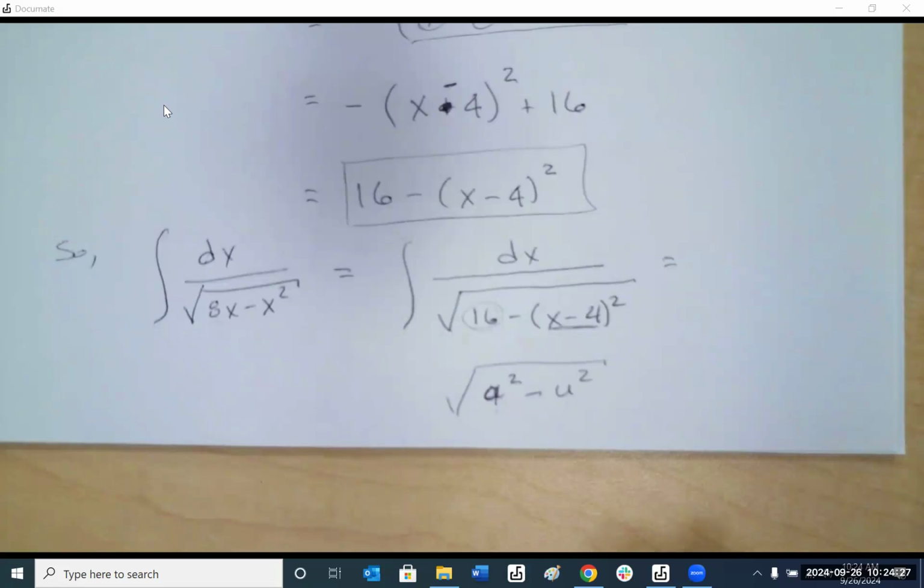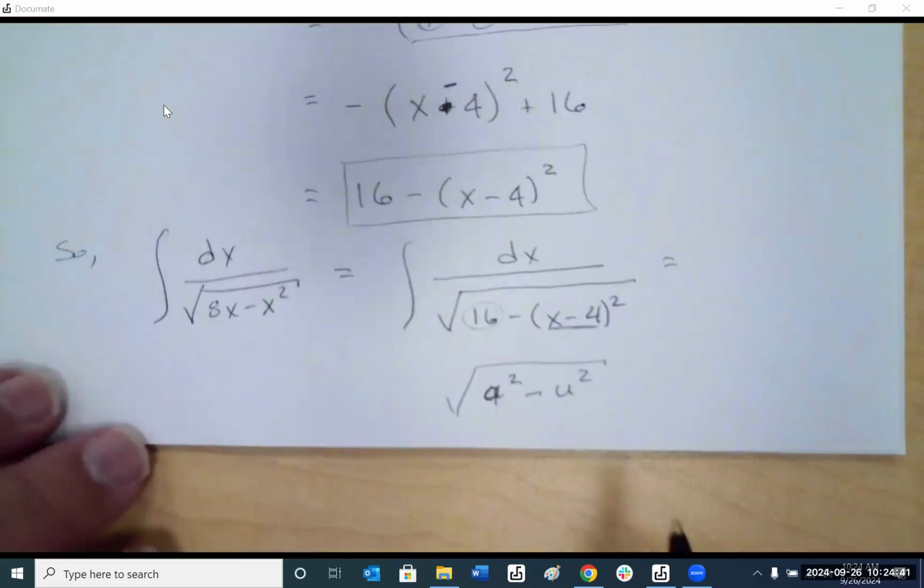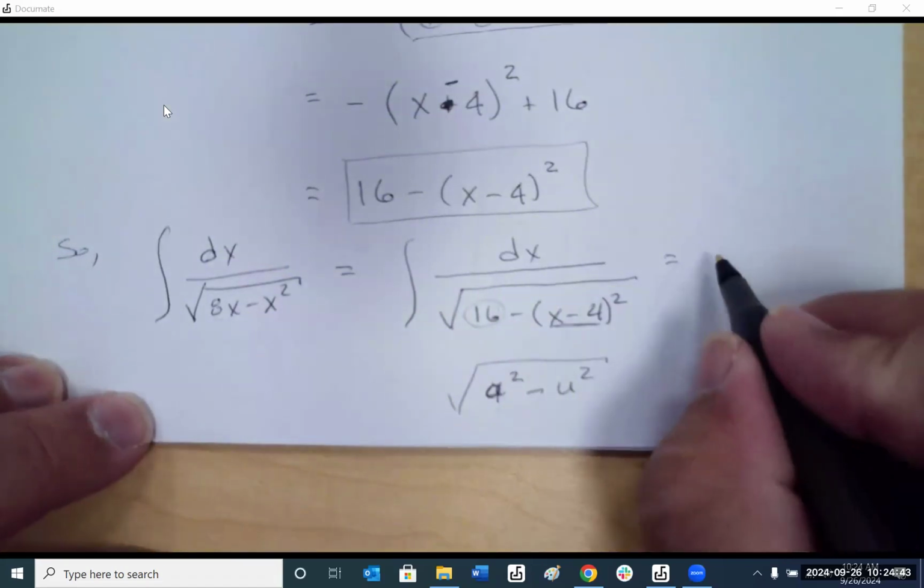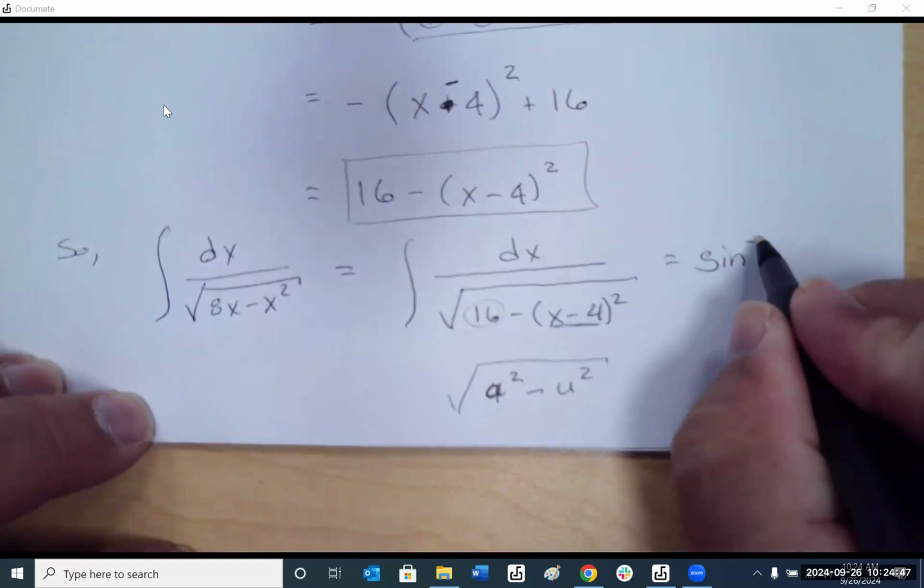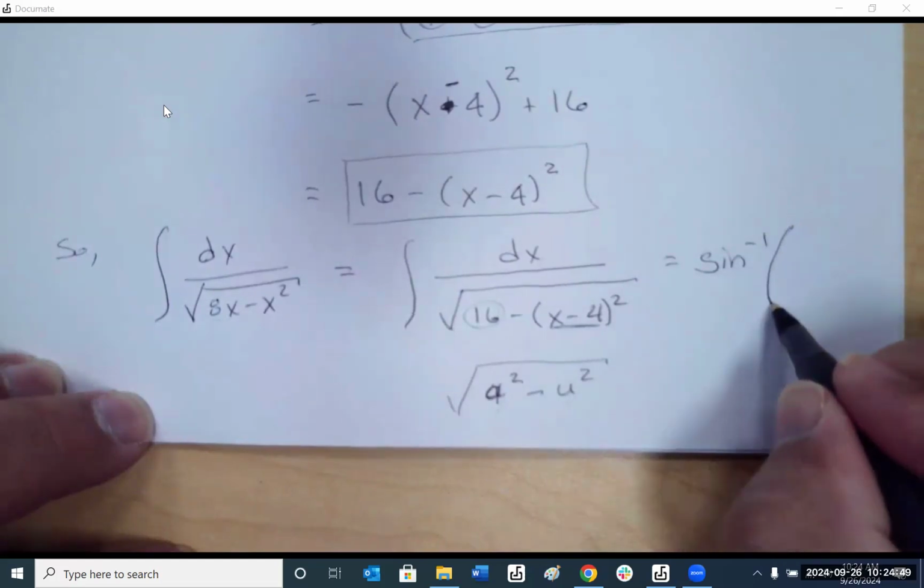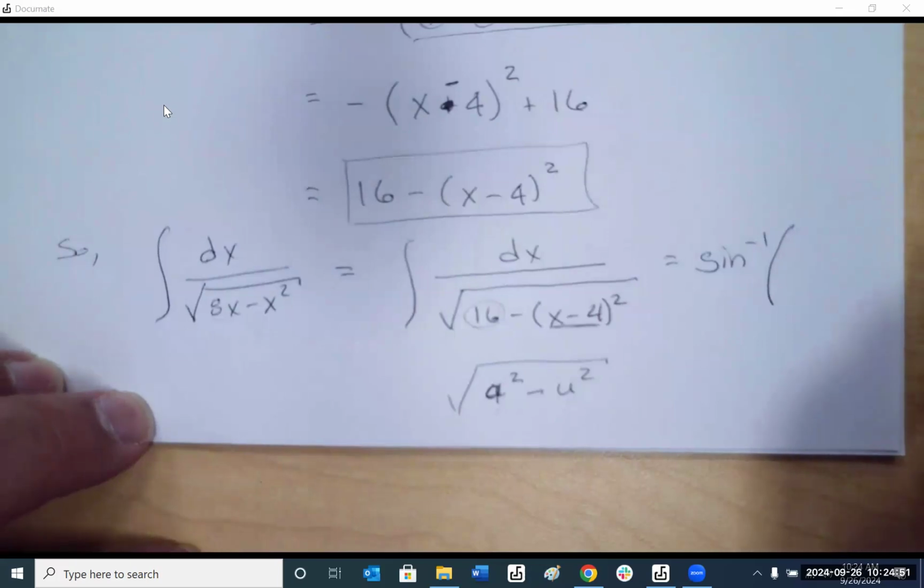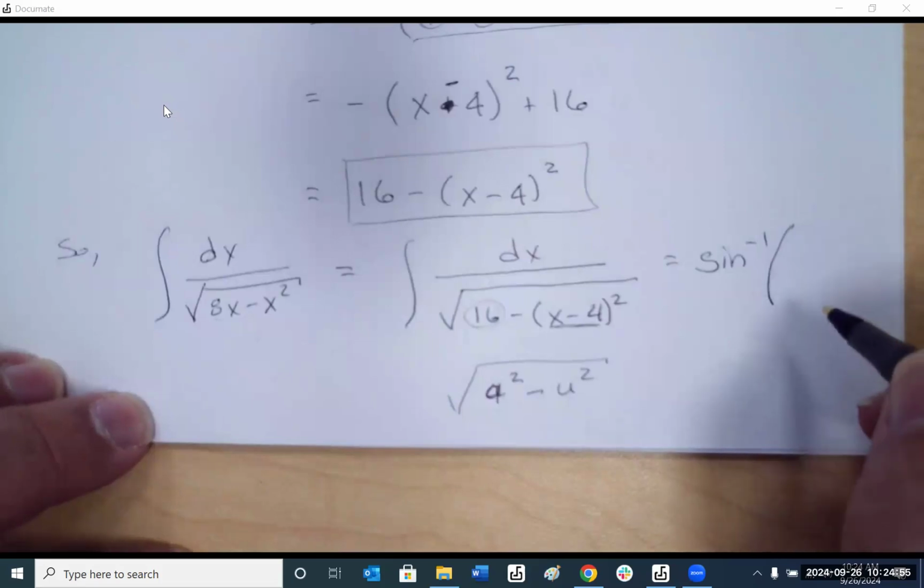Look at your chart. Which one matches a squared minus u squared? What's that? The inverse of sine, right? It's the inverse of sine, so the answer is sine inverse of x over a, or in this case, u over a.